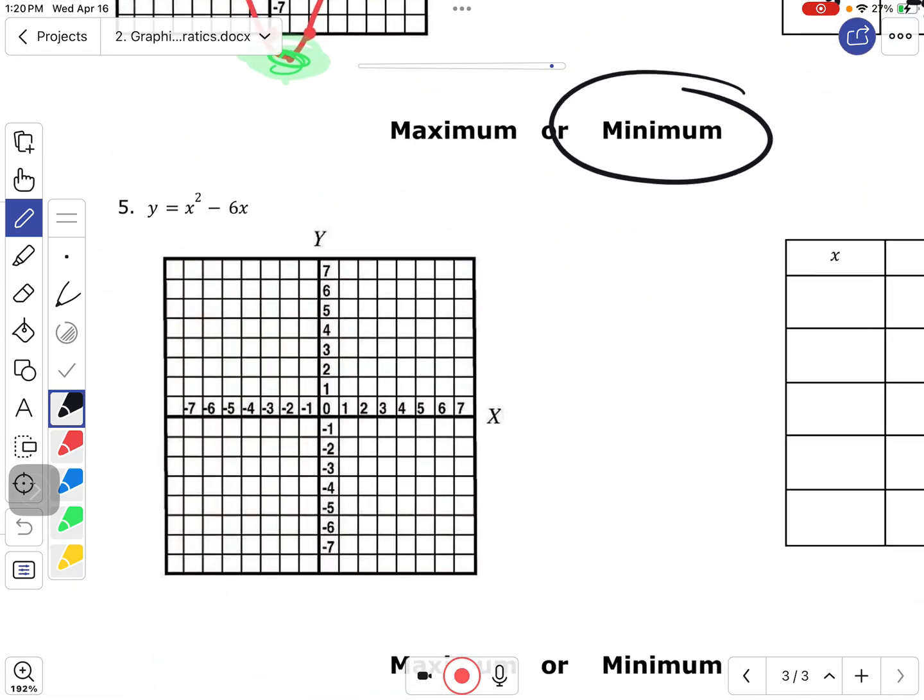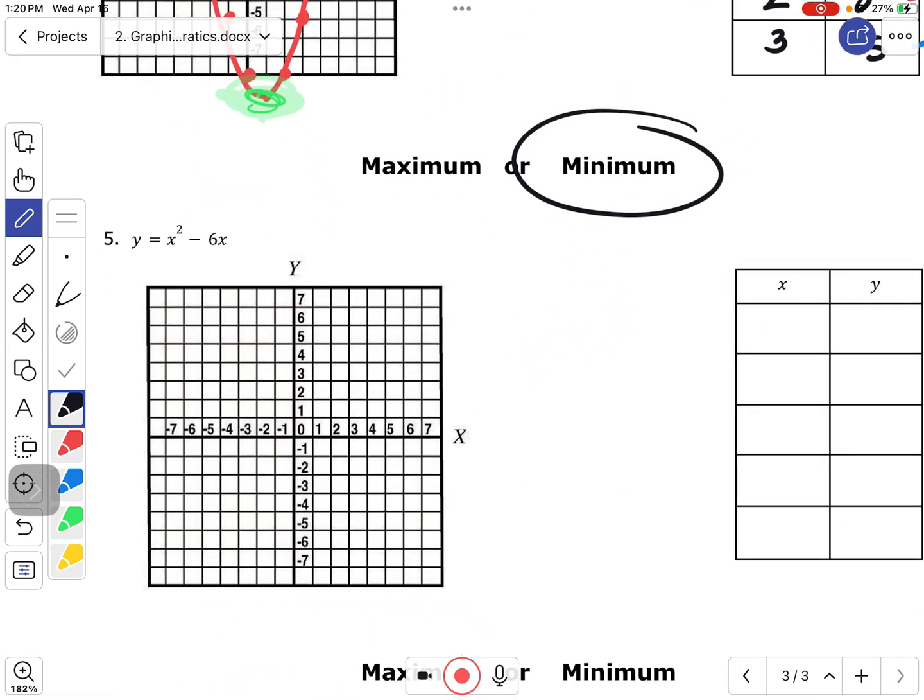Okay, let's look at our last one here. Okay, first thing is we're going to determine our A. Our A is right here because it comes with our squared value. Our B is going to be that one because it comes with our X value. There is no C on this one, but that's okay. We don't need C for our formula.